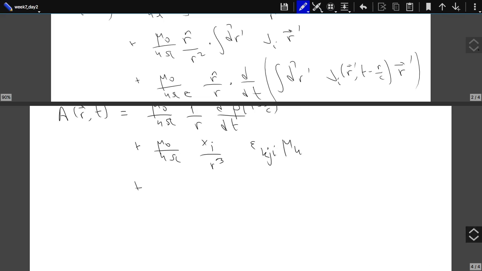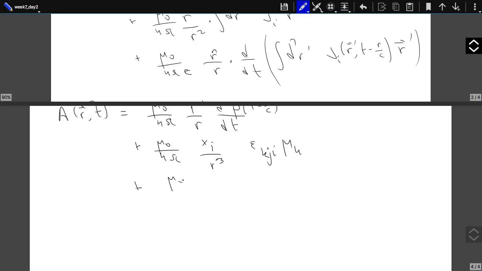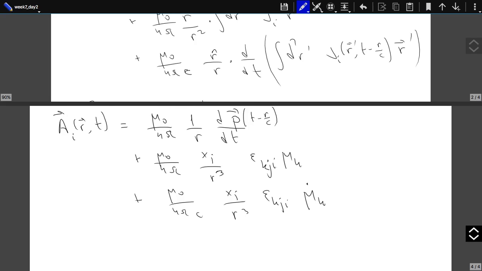And plus the last term is mu 0 over 4 pi c. Well, basically it's the same thing, except for the coefficient and the time derivative. So x_j over r cubed epsilon_kji mu_k dot. Well, this is the i component.